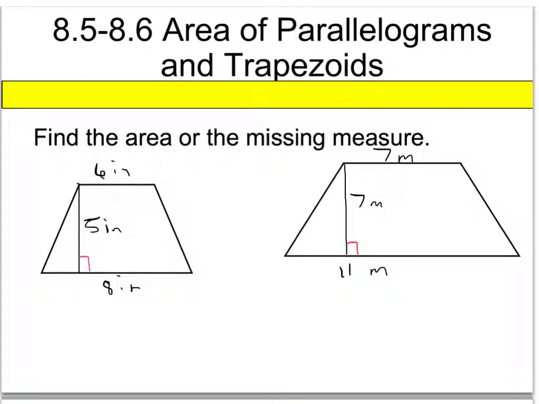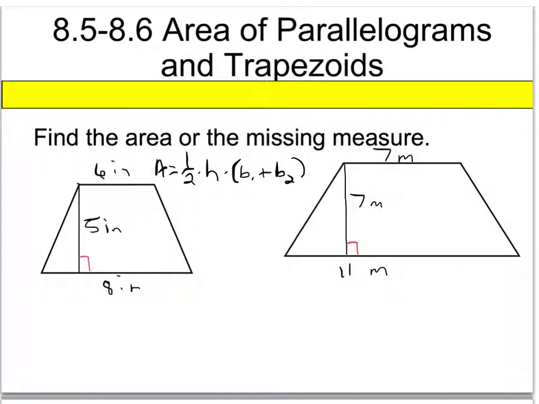It says find the area or the missing measure. Ooh, lucked out. We're not going to have any missing measures here. All we're going to do is figure out what the area is. So again, writing down, very first thing, start with what is the area? How do we find the area of a trapezoid? So try that out. What is it again? Yep, area is equal to half times the height times the sum of B1 plus B2.